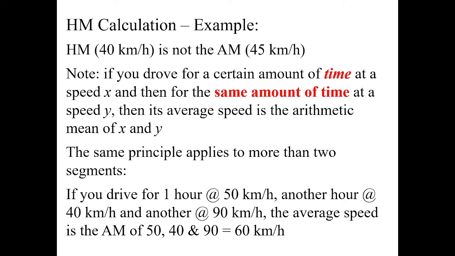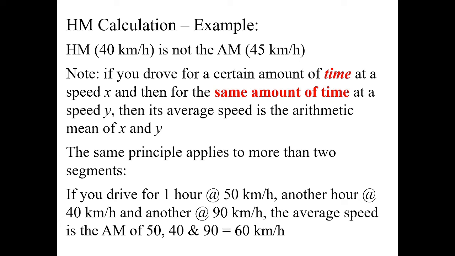Okay, so let me repeat, the harmonic mean of 40 is not the arithmetic mean of 45, as we got it. So if you drive for a certain amount of time at a speed x, and then for the same amount of time at another speed y, the average speed is the arithmetic mean, because the time component is the same for both legs of the journey.